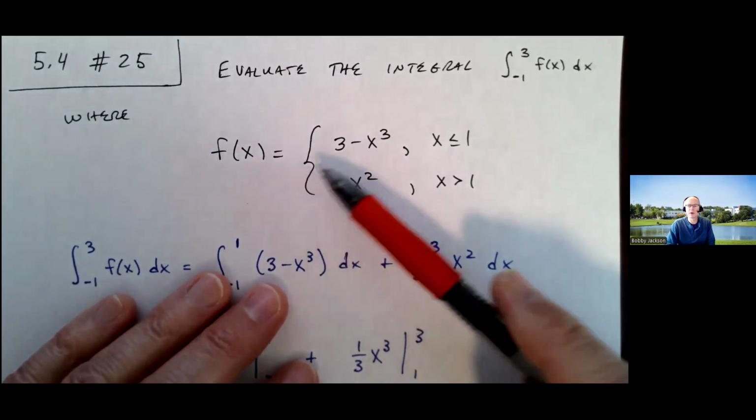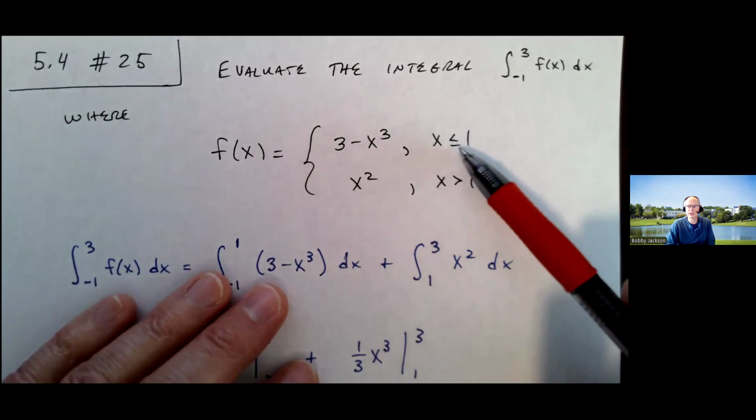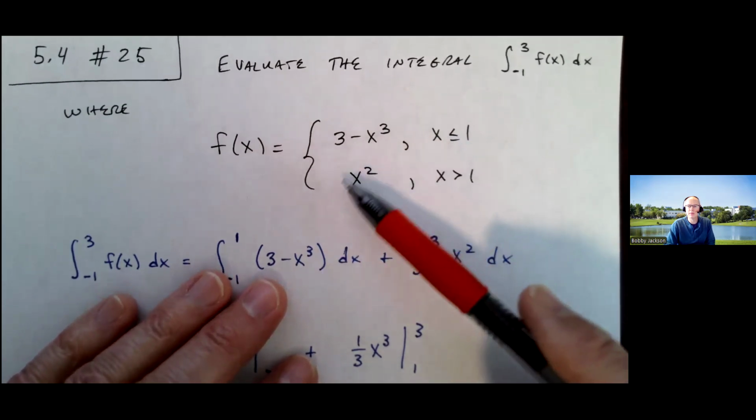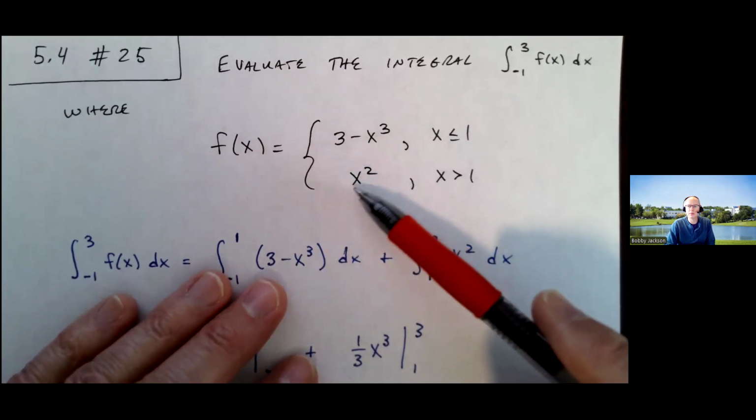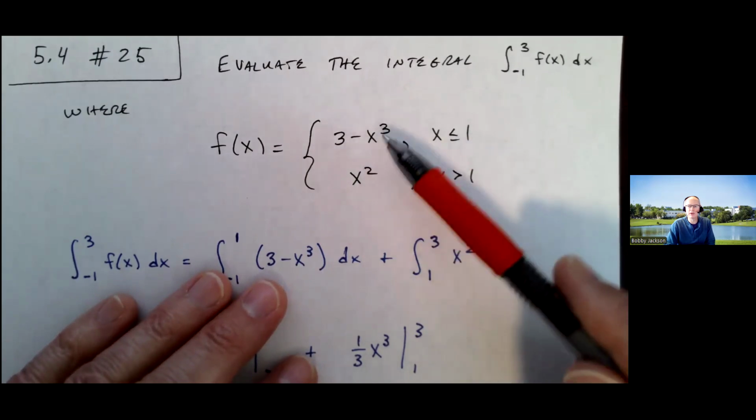piecewise defined function, right? The output is determined by this rule if x, the input, is less than or equal to 1, and basically squaring the input if the input is greater than 1. So depending on the input, we have a different rule.